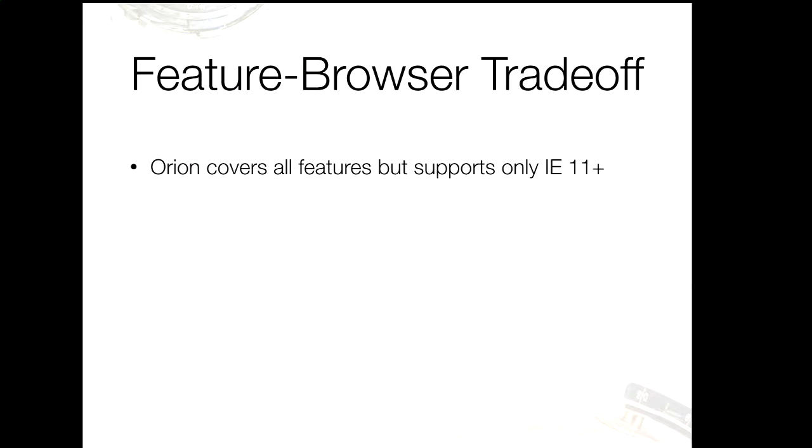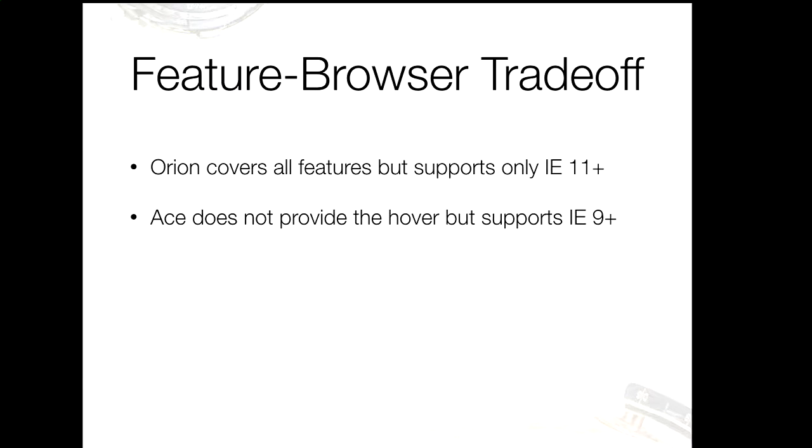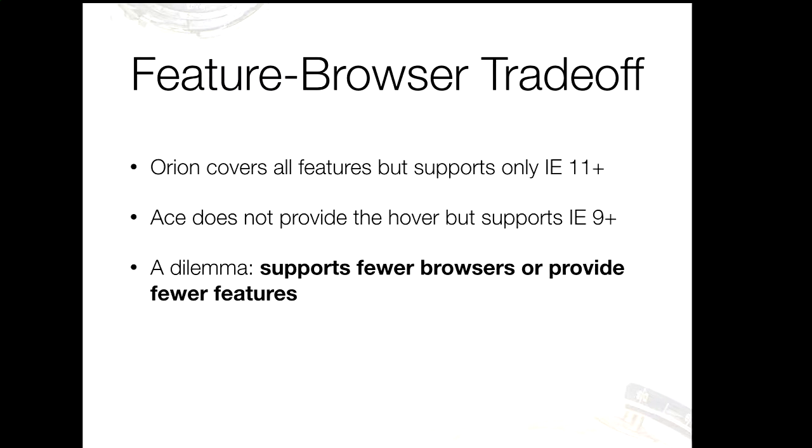So we started off with Orion because it provides the biggest coverage of all features, but then we found out that it supports only Internet Explorer 11, and it obviously doesn't cover our requirements. So we tried to switch to Ace, and as Miro mentioned, the Xtext integration doesn't provide, for example, Show Hover functionality. So basically, we ended up with a dilemma whether we support fewer features or browsers.